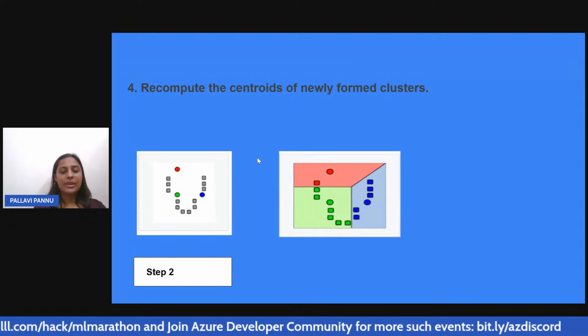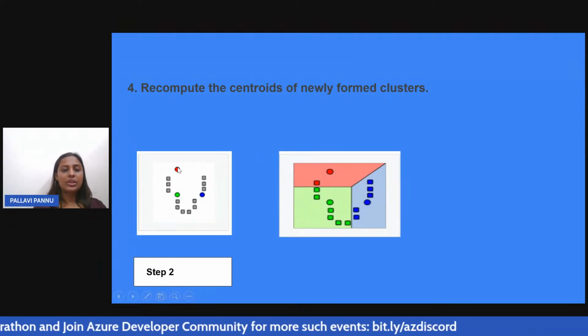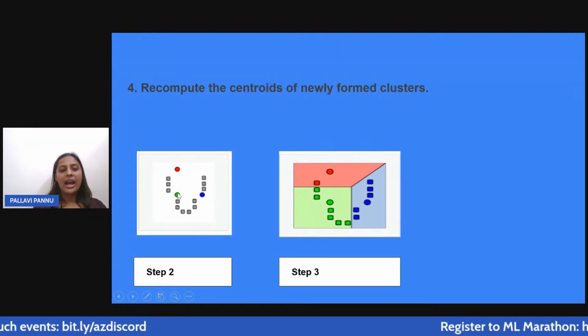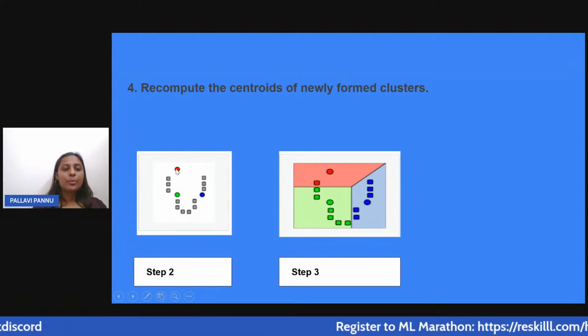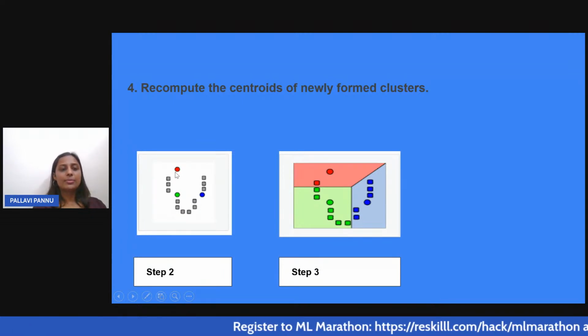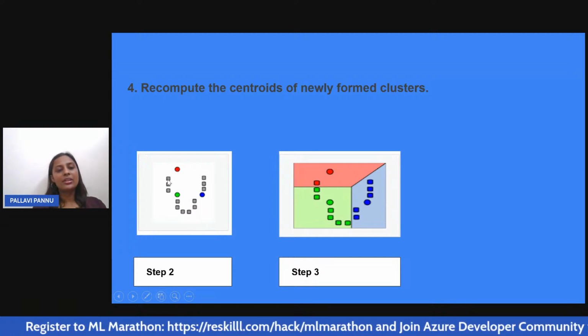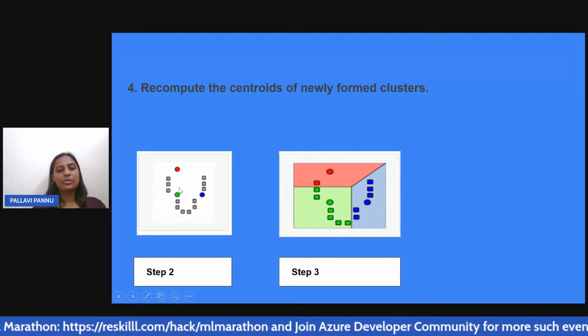So this explains my step 2 again. Step 2, initially I chose 3 random data points as the initial clusters. Next step, what I did, I assigned all the data points to the closest cluster. So the distance was lesser to this, so I assigned it to red. The distance was lesser to green, so I assigned it to green.